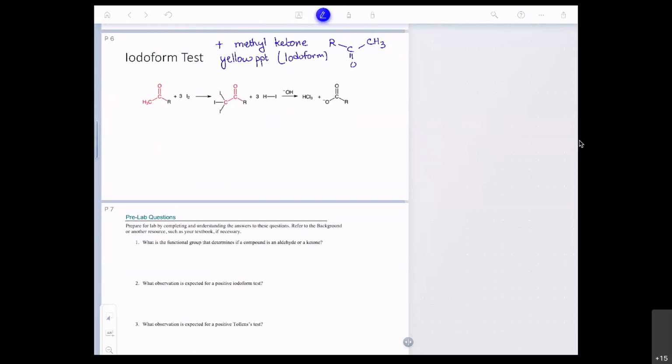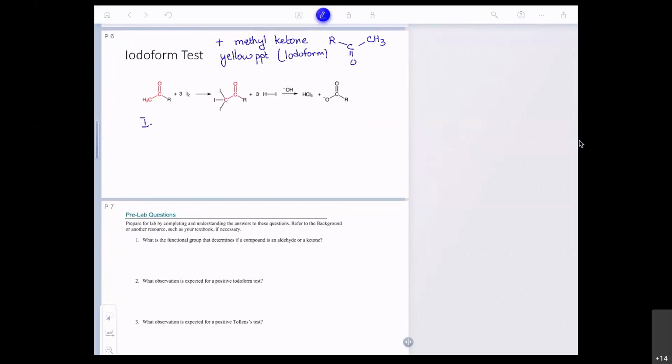So you'll add iodine. The combination is iodine and sodium hydroxide, both added in excess. This is your iodoform, CHI3, which is the yellow precipitate. This is a reaction we studied where the methyl ketone becomes a carboxylate salt.